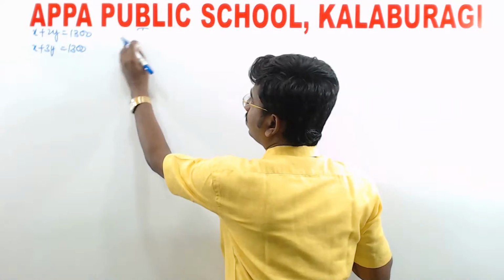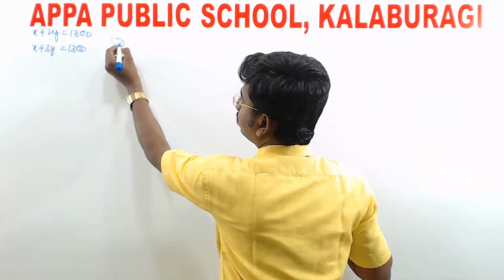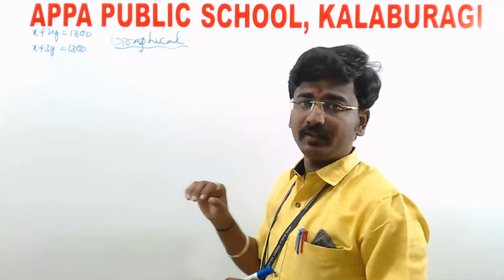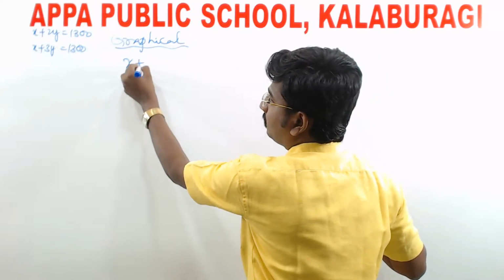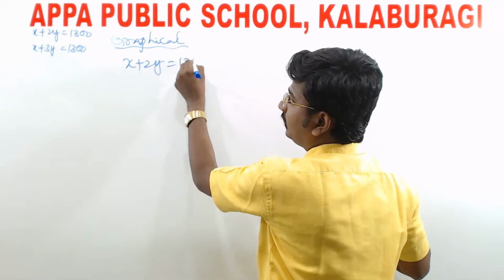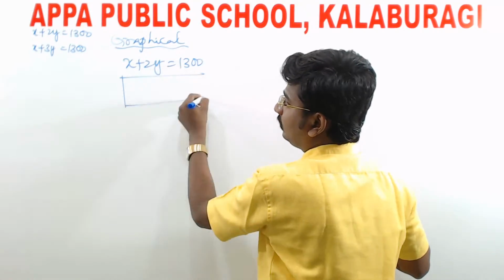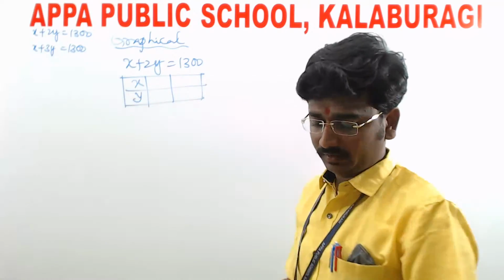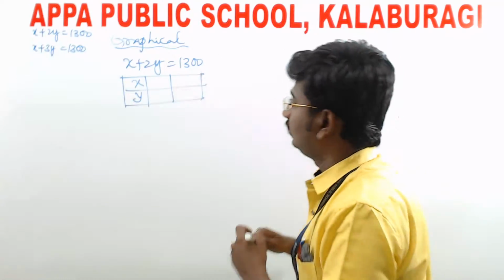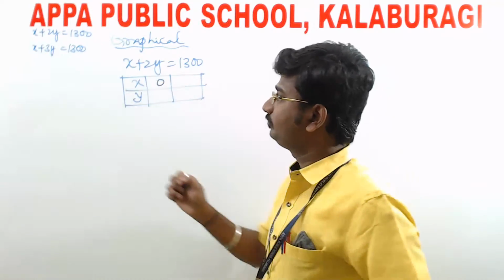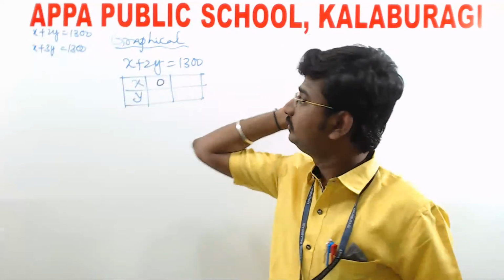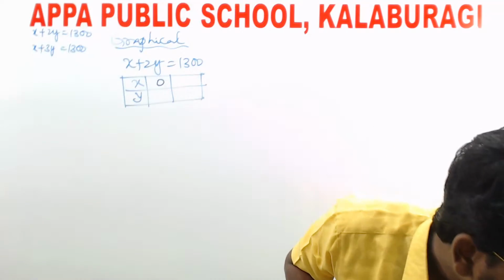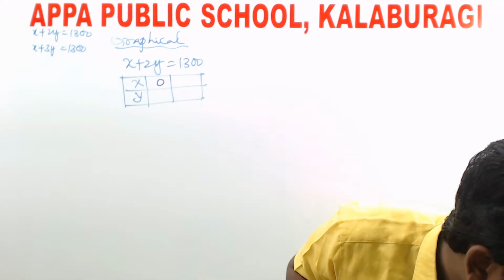So when I come to the graphical method, the equation was x plus 2y equal to 1300. When I draw the graph with x and y, first when x is 0, what would be the value? Check. So y is 650, and when y is 0, x is 1300.